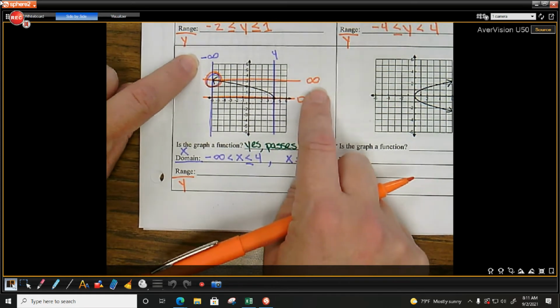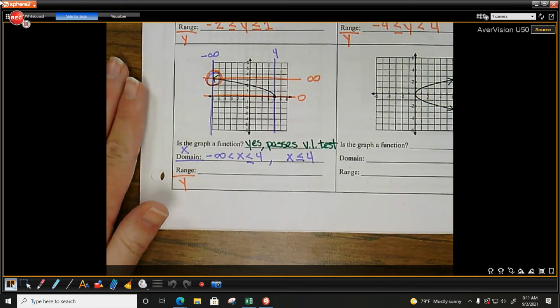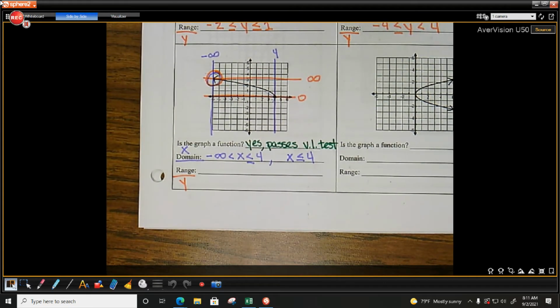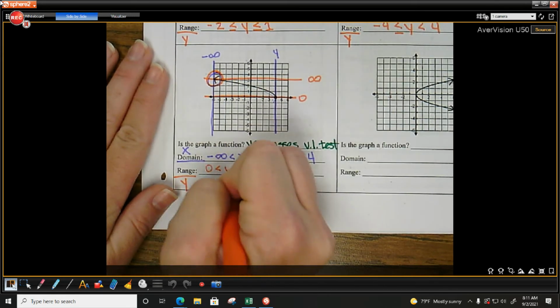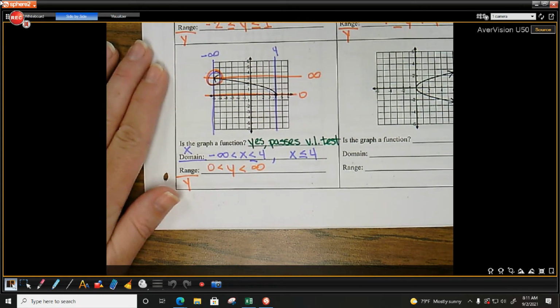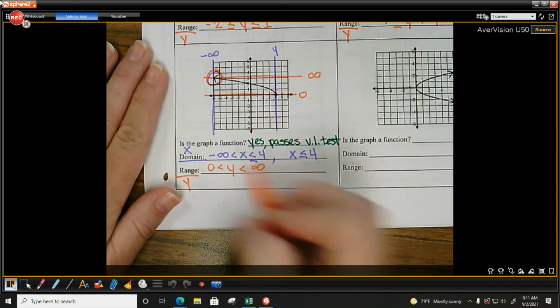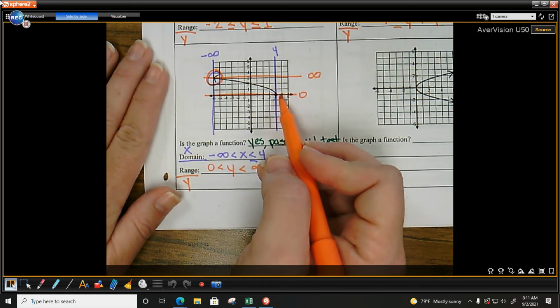Okay? So let's write our range. We go small to big. So 0 is less than y is less than infinity. Am I going to put an equal to on my 0? What kind of dot do I have at 0? Closed, so should I put an equal to there? Yes. Can you ever equal infinity? No. Okay, so that's correct.